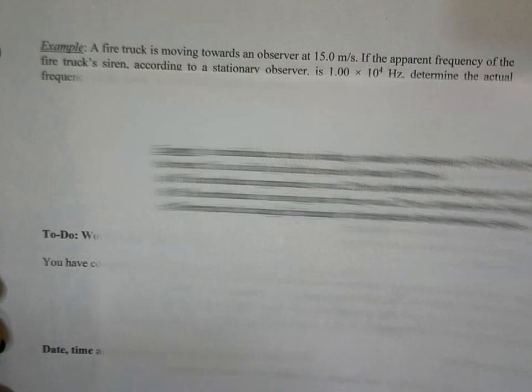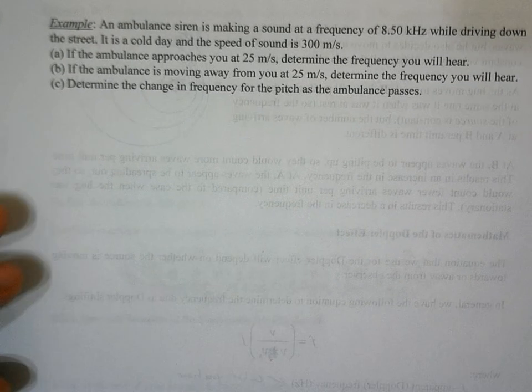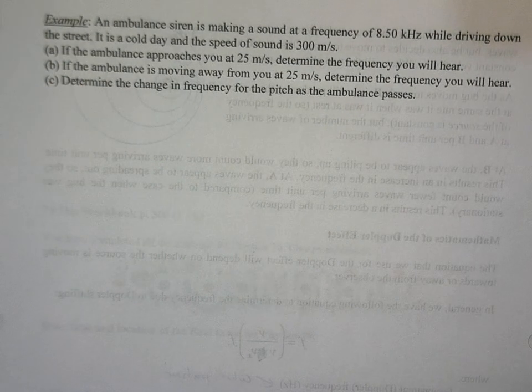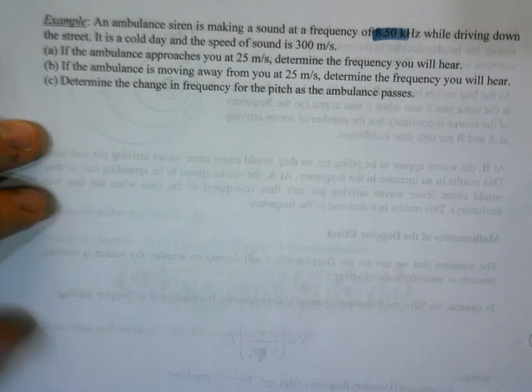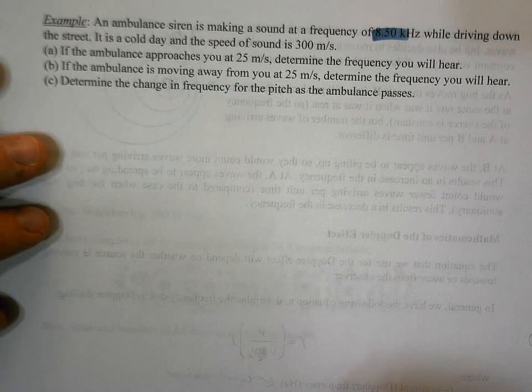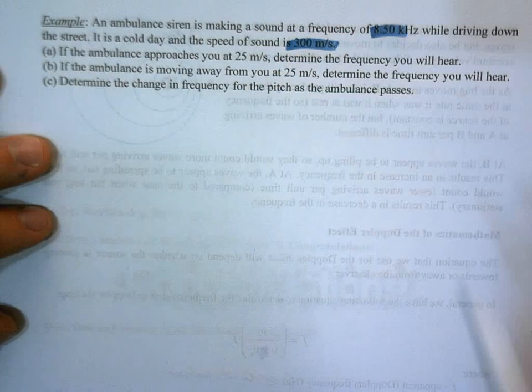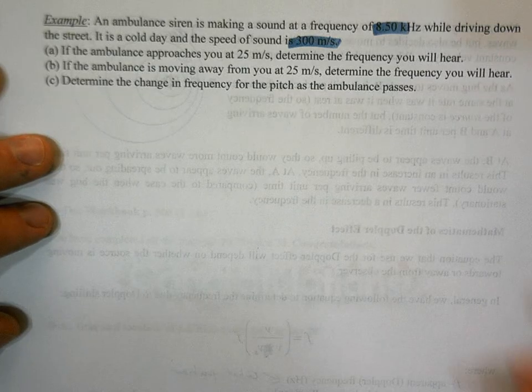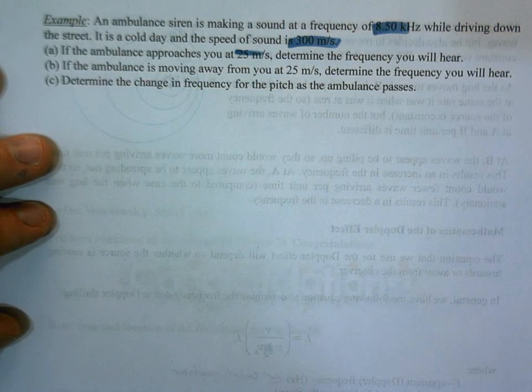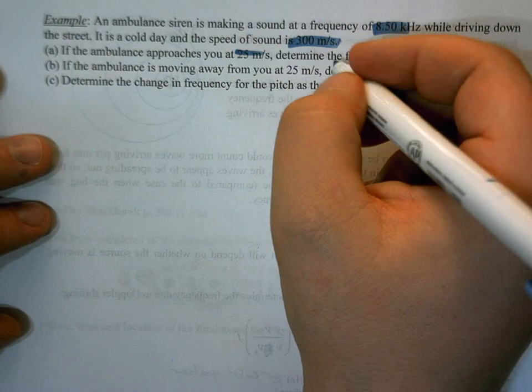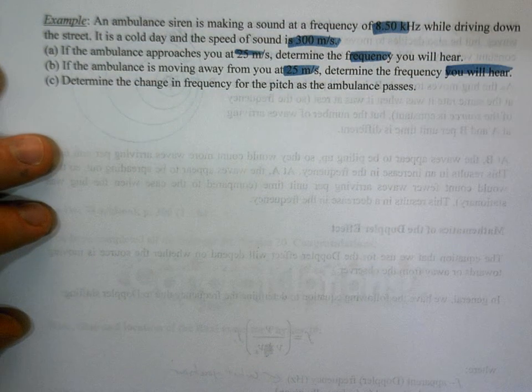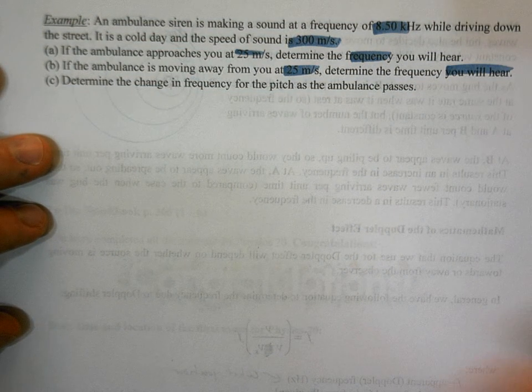So we're going to look at a couple of examples of the Doppler. Alright, so we have an ambulance. It's a siren making a sound at a frequency of 8.50 kilohertz while driving down the street. It's a cold day and the speed of sound is 300 meters per second. So that's very cold. If the ambulance approaches at 25 meters per second, we'd like to determine the frequency we hear. If it's moving away at 25 meters per second, we'd like to determine the frequency we still hear.